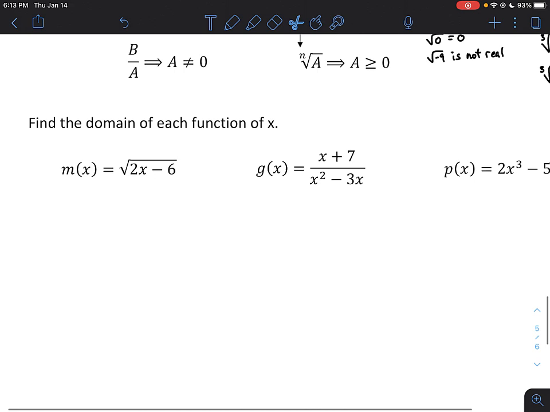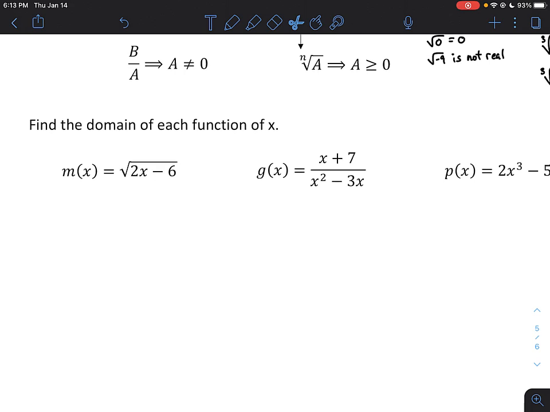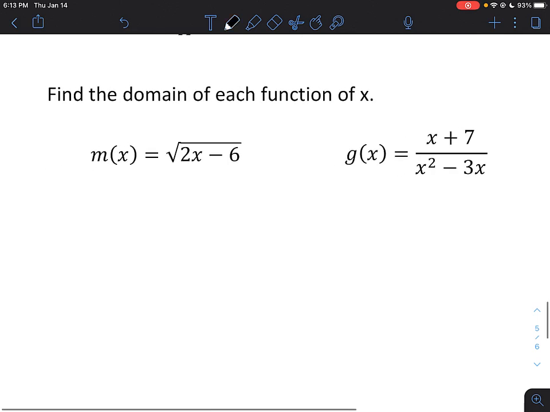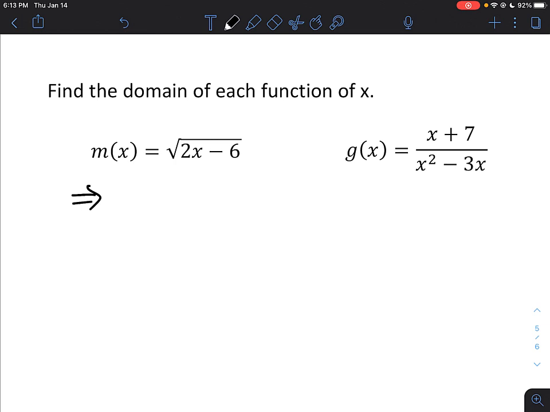So here, when I'm talking about the domain of each of these functions of x, we're asking, what are the x's that can be plugged into this equation? So here we have a square root. This is an even root of 2x minus 6. So this function implies that the radicand, which is 2x minus 6, must be bigger or equal to 0. And I want to solve this for x.